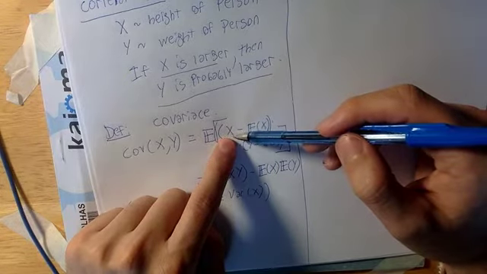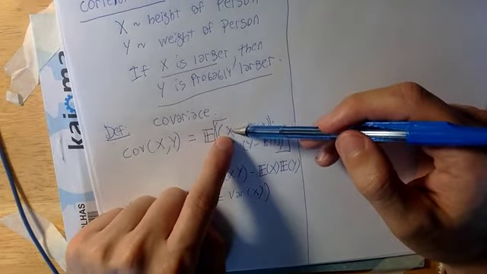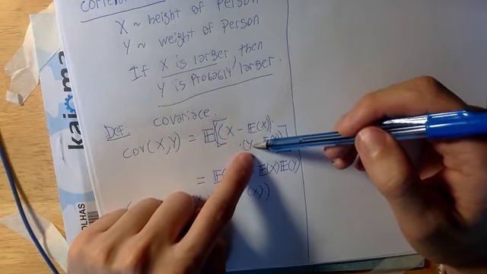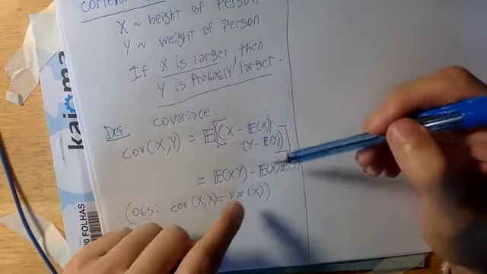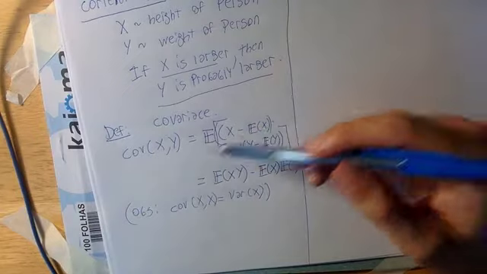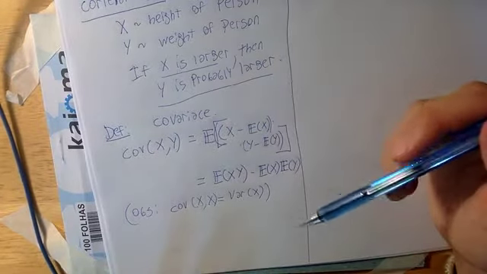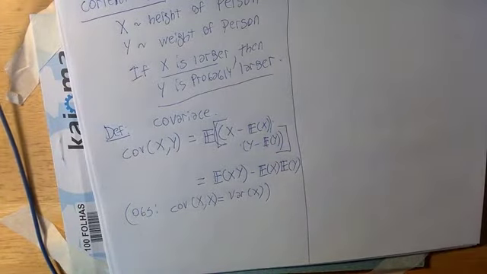So if on average x is going over its expectation while y is going under its expectation, then we would expect the covariance to be negative, and we would expect that x and y are negatively correlated. So whenever x grows, y actually decreases.